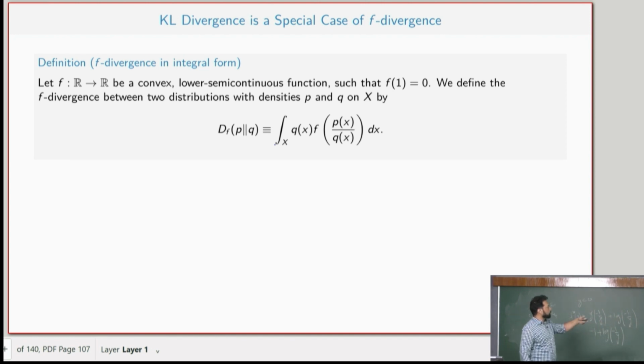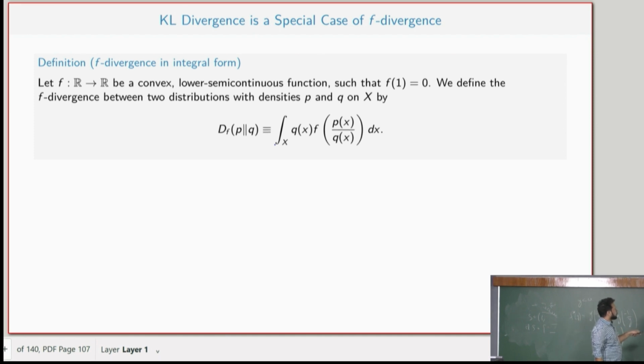So as you can see, f of 1 equal to 0 essentially means that if P and Q match, then I want the divergence to be 0. So if f of 1 is 0, then if P becomes Q, obviously my distance should be 0 because the distributions are the same. Okay, so that makes sense. f(1) is 0.